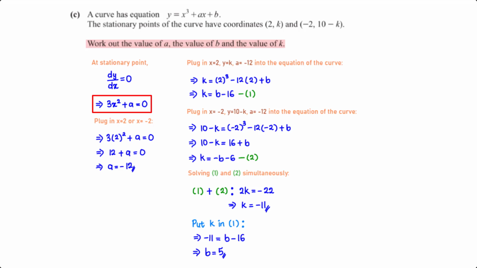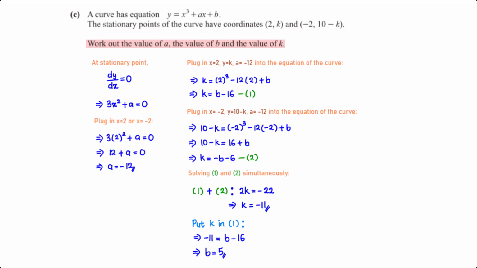We already know that the x-coordinates of the stationary points are 2 and negative 2. So we can either plug in 2 or negative 2 into this equation to get the value of a. In this case, when we plug in x equals 2 into the equation, we have 3 times 2 squared plus a equals 0. 3 times 2 squared is 12, so a is negative 12. Now that we have the value of a, we can use it to help us find the other values.